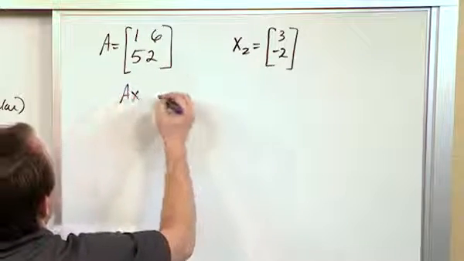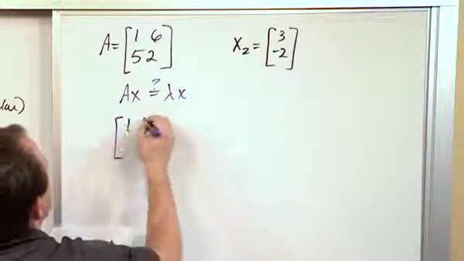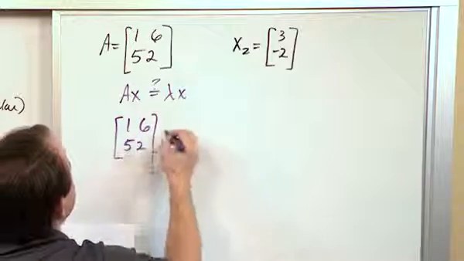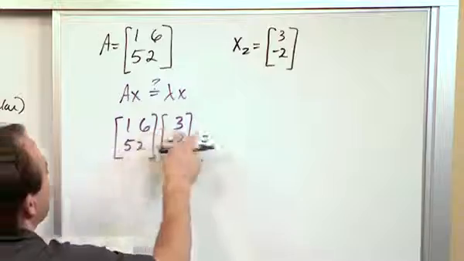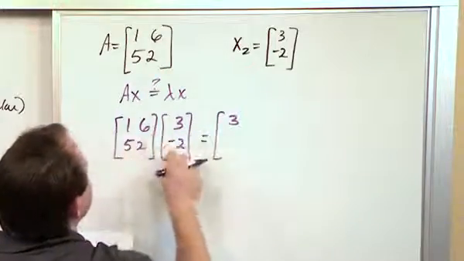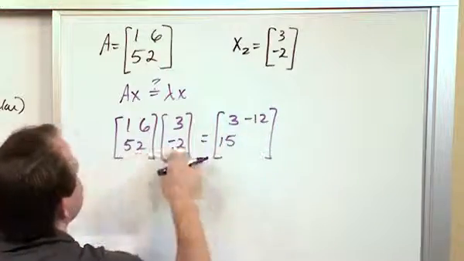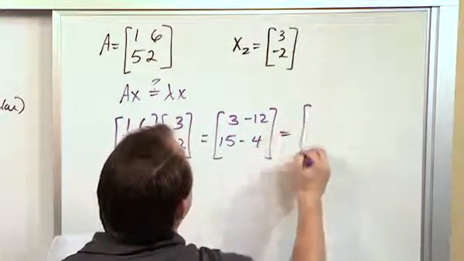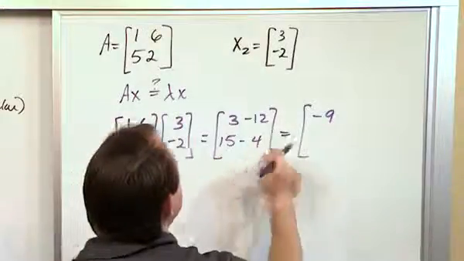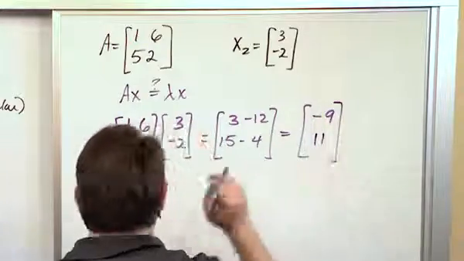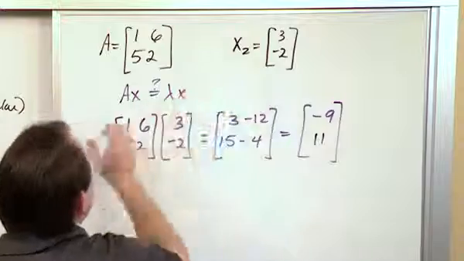We say, well, is Ax equal to lambda x? The matrix is 1, 6, 5, 2. The test vector in question is 3 and negative 2. What do we get? 3 times 1 is 3. 6 times negative 2 is negative 12. 5 times 3 is 15. 2 times negative 2 is negative 4. So 3 minus 12 is negative 9. And 15 minus 4 is positive 11. So what I end up getting is negative 9 and 11. That's what happens when I plug this into the left-hand side.